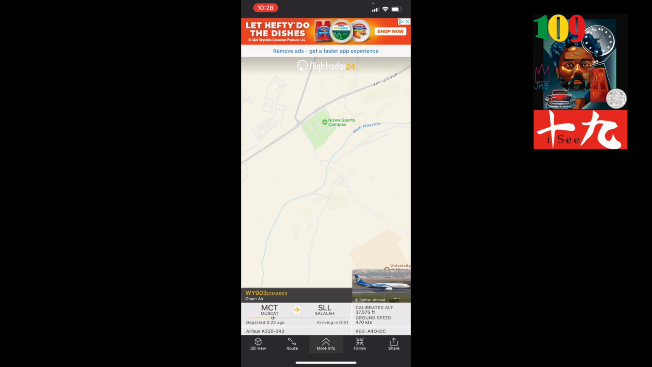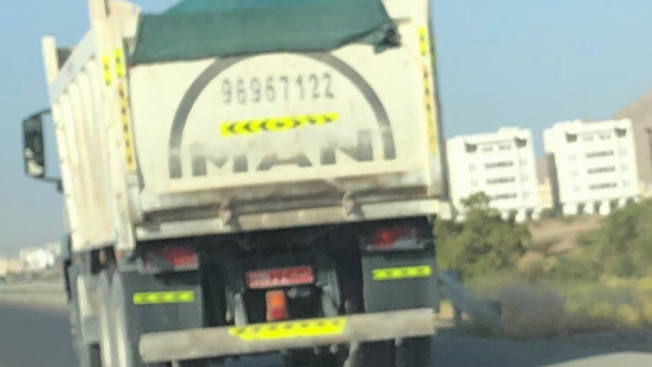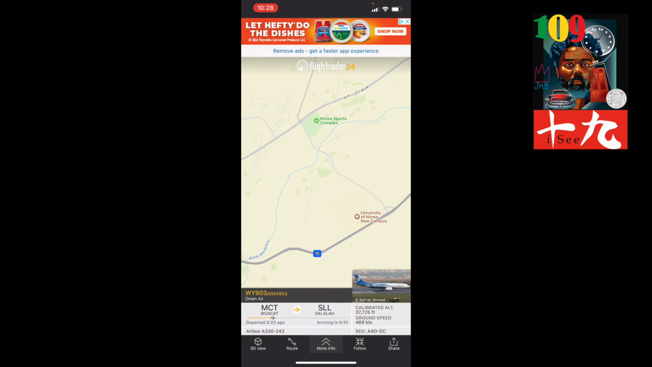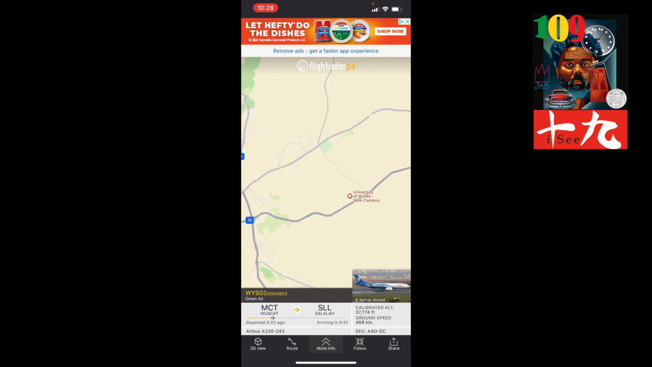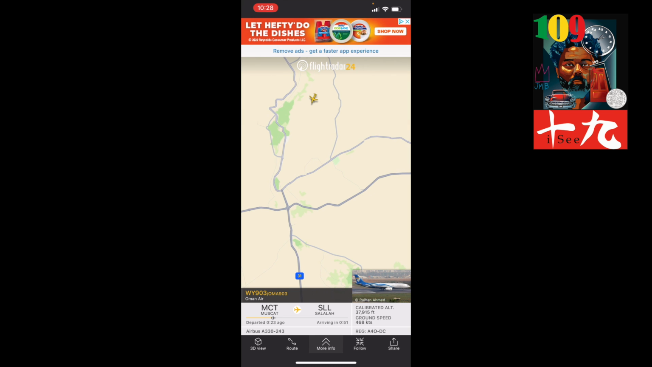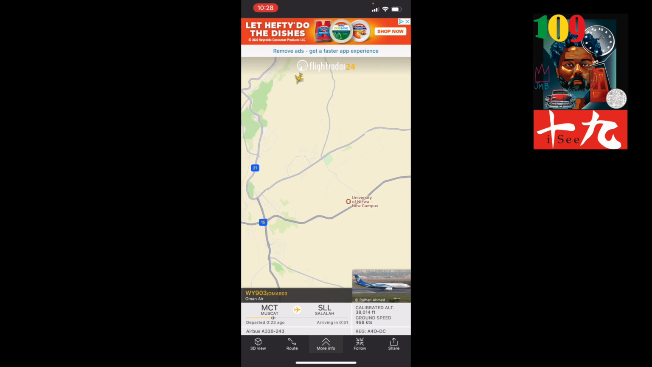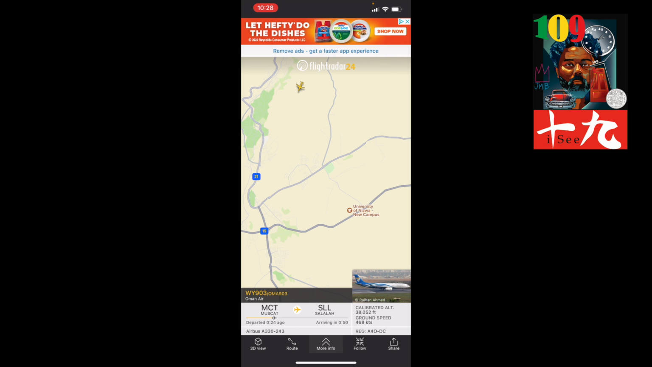As you're looking at this map, because this part of the country doesn't have a lot of air traffic, you can't really find any airplanes flying overhead that are going relatively near the city of Nizwa.